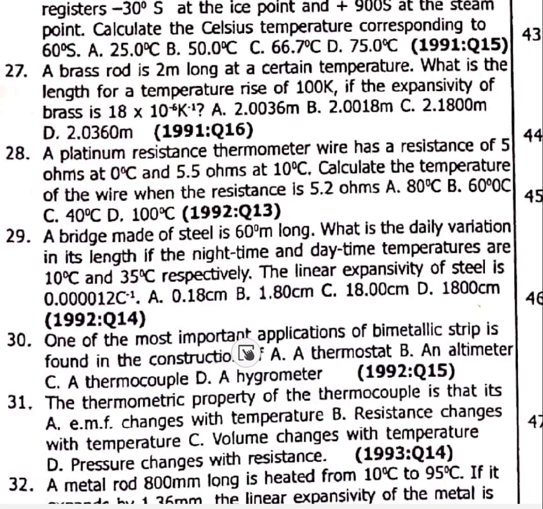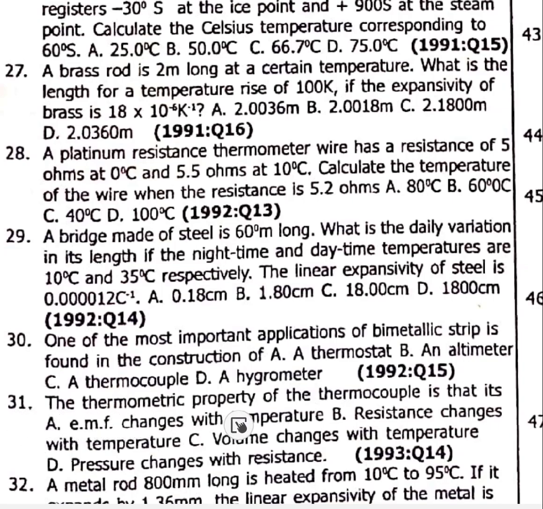One of the most important applications of the bimetallic strip is found in the construction of an electric laundry iron, a thermostat, right? 30 is option A. So bimetallic strip, a thermostat. Now, a thermostat has a bimetallic strip inside it, and it helps regulate temperature, like for a laundry iron. That's why they call it a pressing iron.